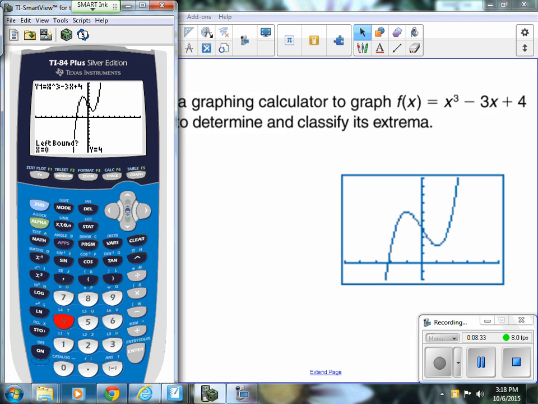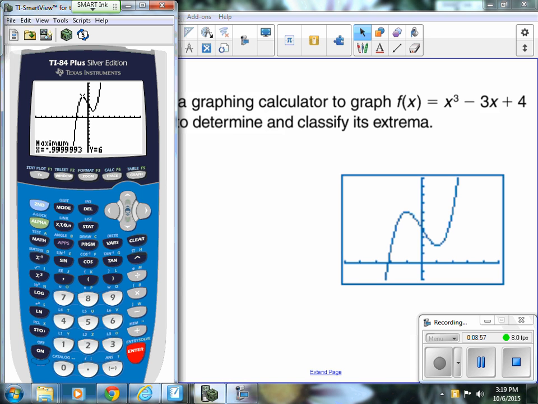You get a cursor, and it's going to ask you 3 questions. Left bound means go ahead and put your cursor to the left of where the point is that you want to locate and press enter. And then right bound, you're going to move your blinky cursor to the right of where that point is, anywhere to the right, press enter. And then it asks you for a guess. So I'm going to arrow back and guess that that's where it is, get it close, and then it's going to give me a value.